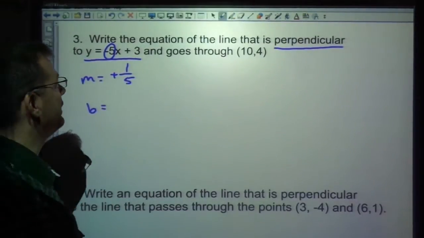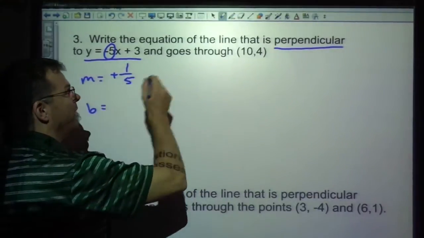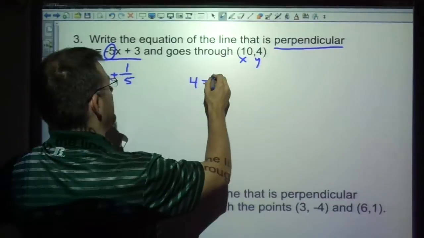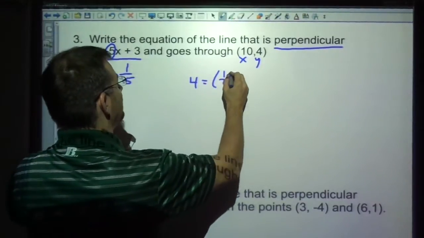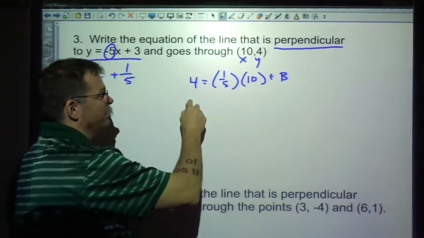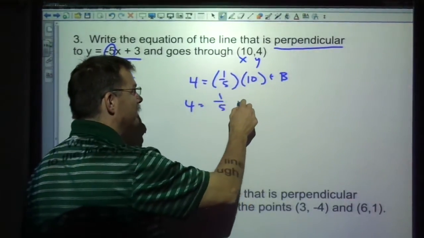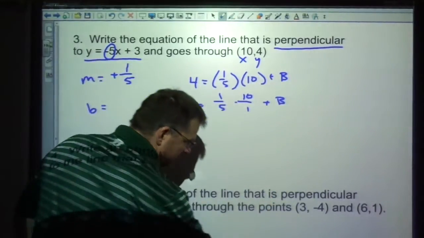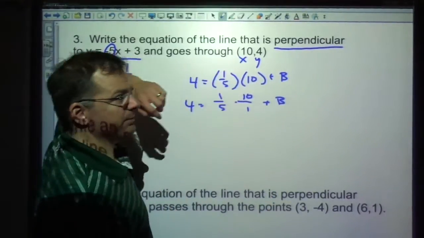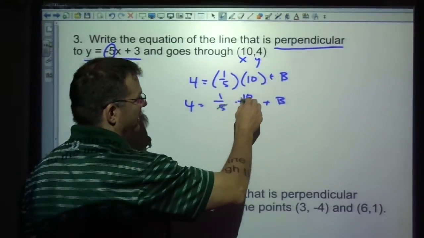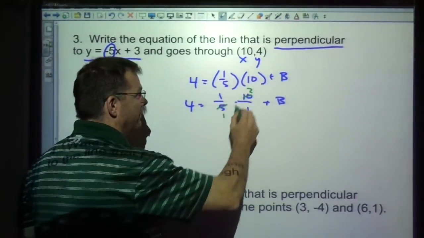I can do like I did in the last problem, actually in problem number 1. Here's my x, here's my y. y equals m x plus b. I just have to remember how to multiply fractions together. Remember this is 10 over 1. I could multiply tops times tops and bottoms times bottoms, or I could cross cancel first, which I see these will both divide by 5, so I can divide by 5.